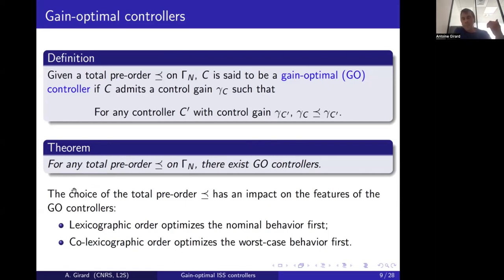Of course, if you choose different pre-orders, you have different gain optimal controllers. The pre-order has an impact on the controller that is optimal for that order. For instance, if you consider the lexicographic order, then you're going to optimize the nominal behavior first. If you consider the colexicographic order, then you're going to optimize the worst case behavior first. So depending on what your primary control objective is, you can select the pre-order that is the most suitable.